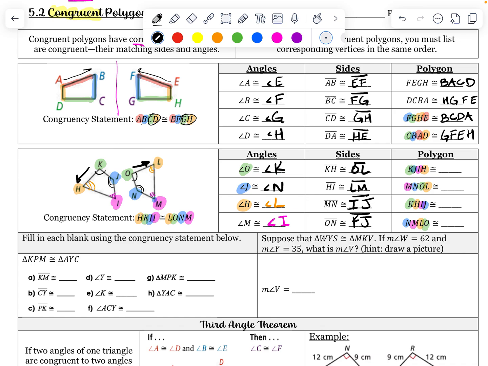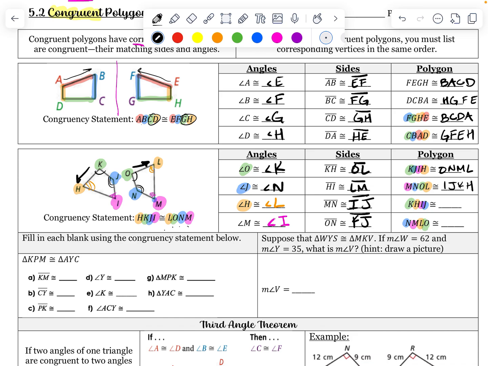So K, J, I, H is green, blue, pink, orange. So I need to go green, blue, pink, orange. O, N, M, L. All right. M, N, O, L is just going backwards. So I, J, K, H.